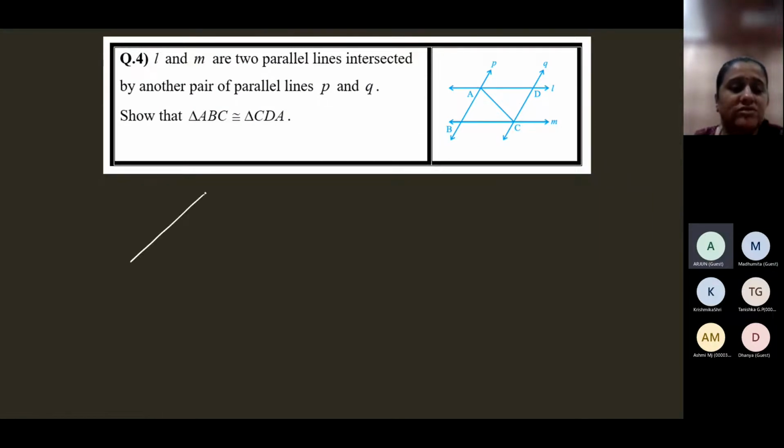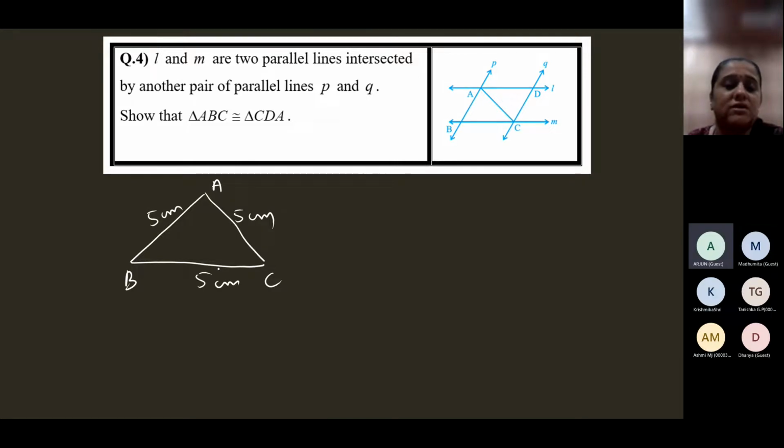Why is AAA not a valid congruence rule? Now, see here. This is an equilateral triangle. Let me call it ABC, of side 5 centimeters. So, what about the angles? 60 degrees, 60 degrees, 60 degrees.